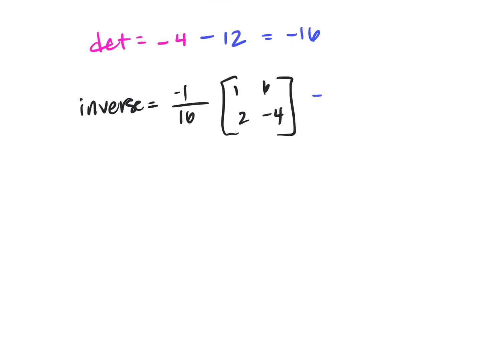Let's do this, some mental math. -1/16 times 1? -1/16. -1/16 times 6? -3 over 8. I love it. -1/16 times 2? -1/8. And -1/16 times -4? +4/16, which would be 1/4. You guys, you just found the inverse.